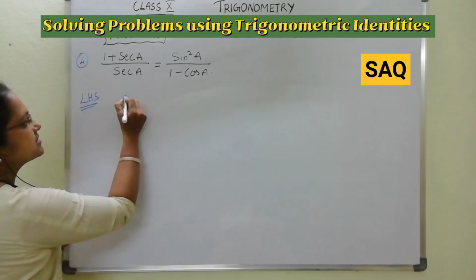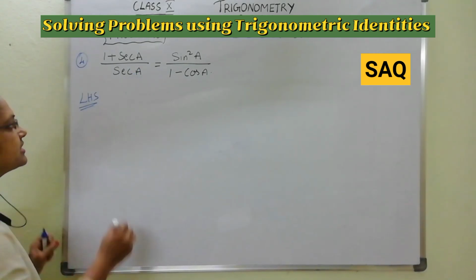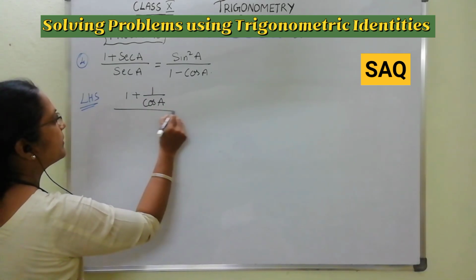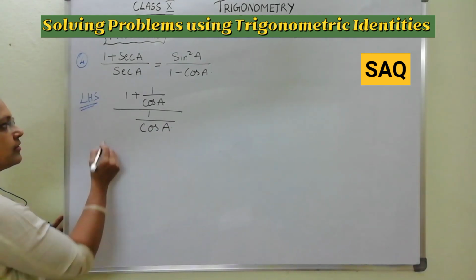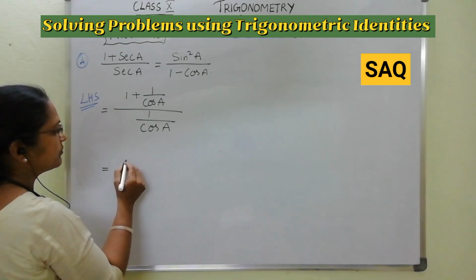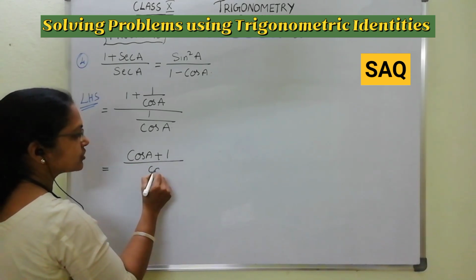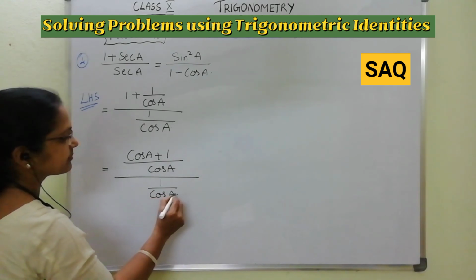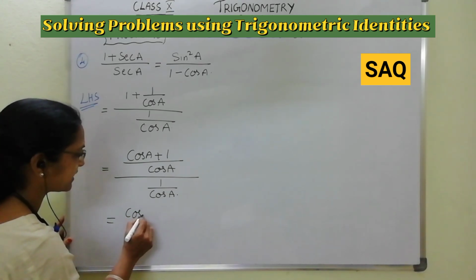LHS is 1 plus secant A. I will write it as 1 plus 1 by cos A, all divided by 1 by cos A. With this, the next step will be cos A into 1 is cos A, plus 1, by cos A, and the denominator is 1 by cos A. When we get fraction by fraction, we write the reciprocal for the second one.